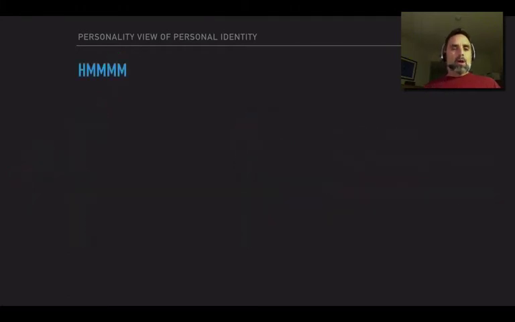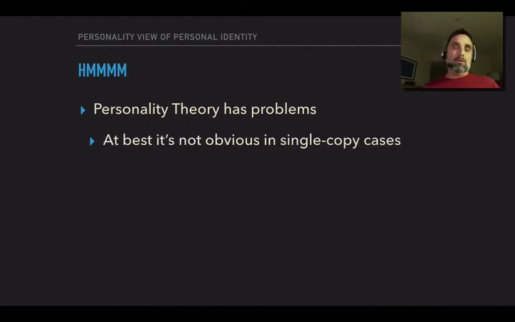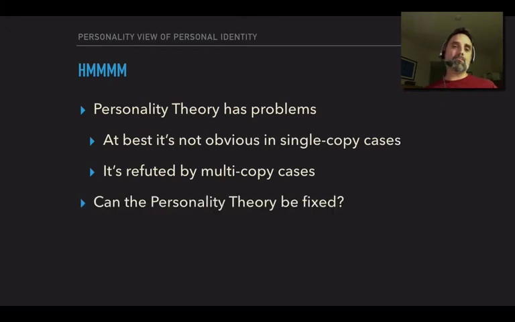So what should we say? The personality theory has problems. We looked at the single copy cases and the memory altering cases. In the previous two videos I suggested that the personality theory doesn't do a great job there. And here I think it's just flat out refuted, because it says you would be identical to both of the duplicates, but that's not possible because the duplicates are distinct from one another. So I think the personality theory is in big trouble.